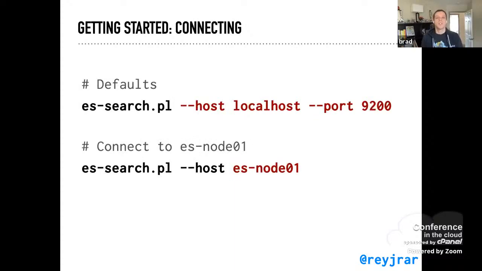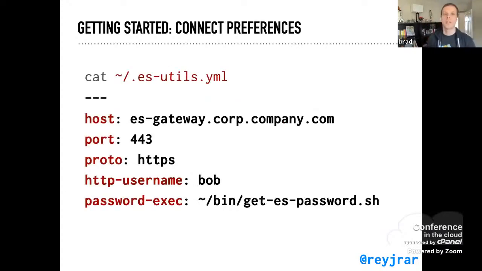esearch defaults to connecting to localhost port 9200. If you need to connect to another host other than that, you just do --host, the name. But of course, like I said, finite number of keystrokes. It has a dot file where you can specify all the connection details.